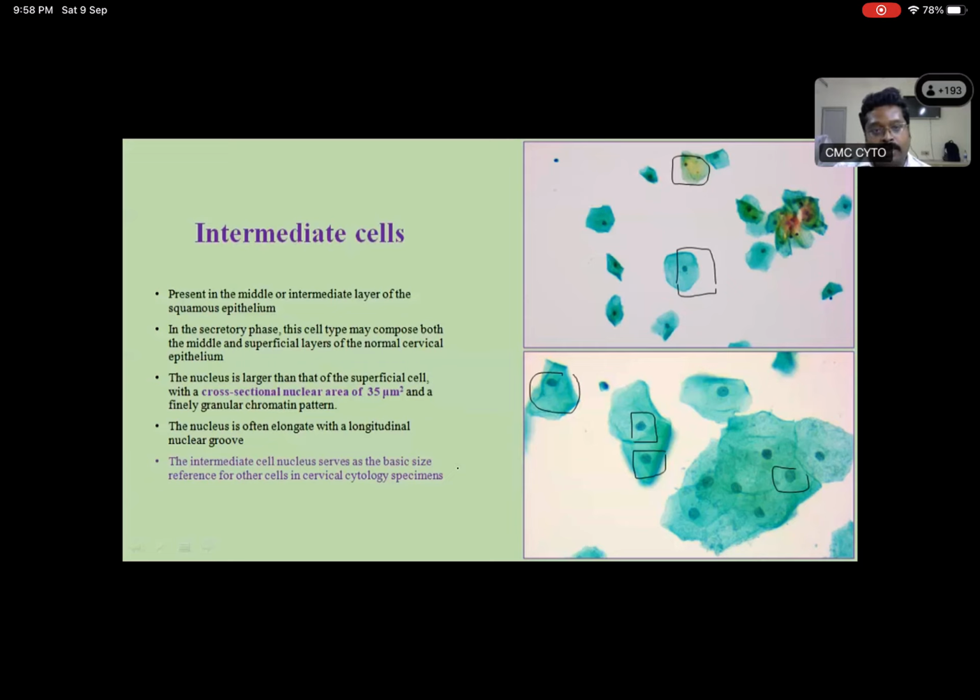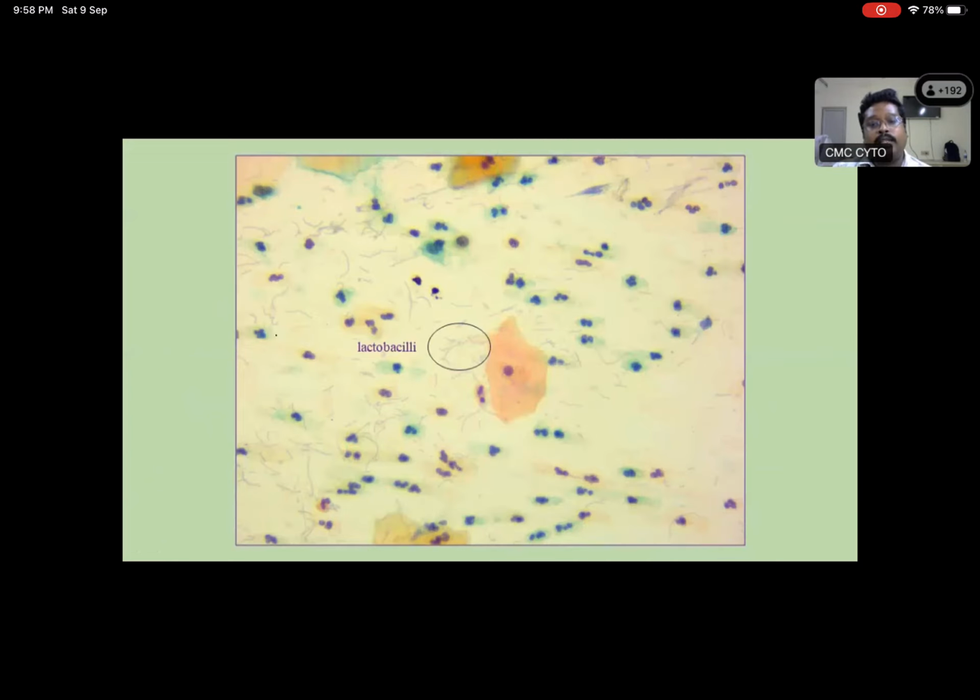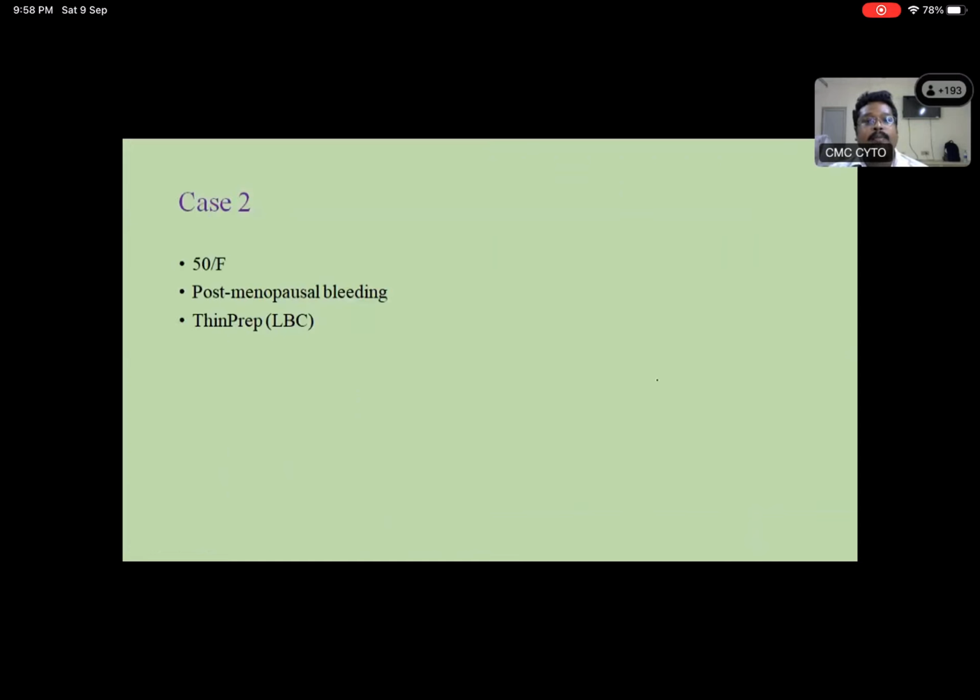Right? Okay. So what are these? You see a lot of bacteria in the background, which are the lactobacilli. So what cell is this one? It's more likely to be a superficial cell. Superficial cell. Yeah.